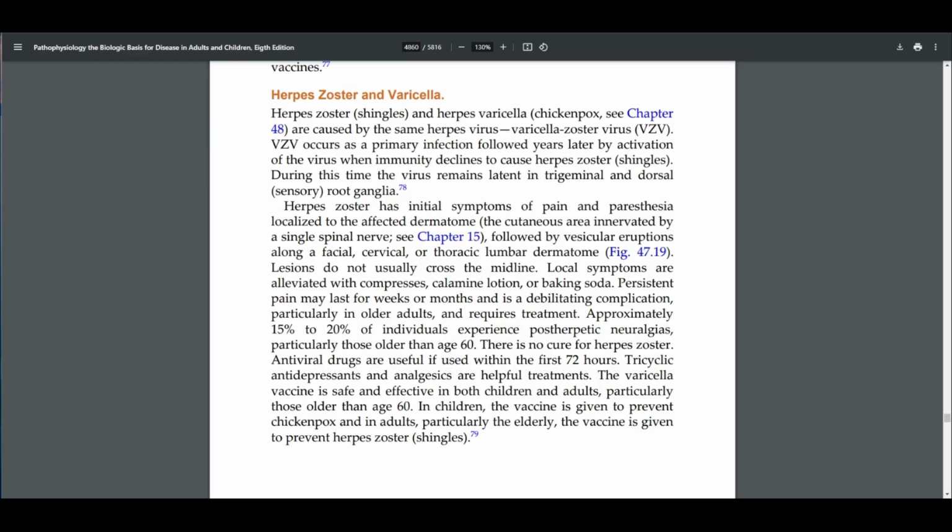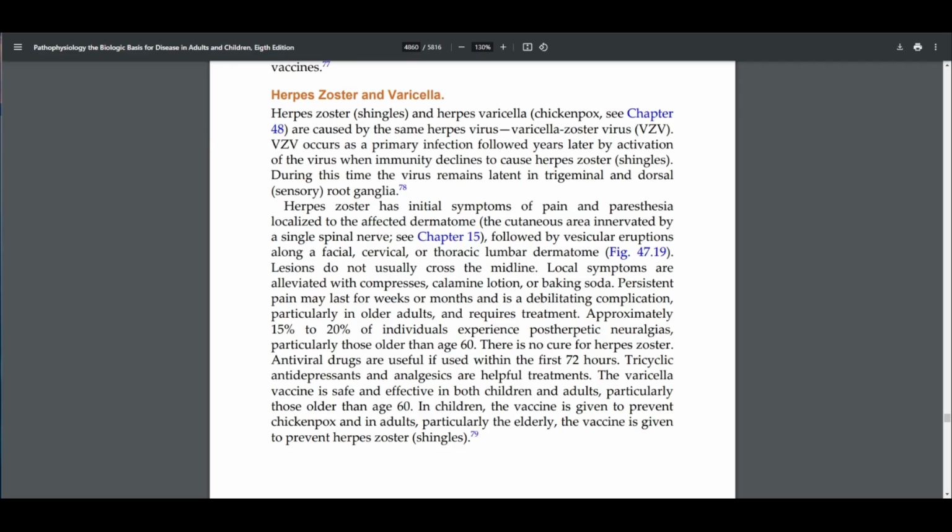Herpes zoster has initial symptoms of pain and paresthesia localized to the affected dermatome, followed by vesicular eruptions along the facial, cervical, and thoracic lumbar dermatomes. Lesions do not usually cross the midline. Local symptoms are alleviated with compresses, calamine lotion, or baking soda. Persistent pain may last for weeks or months and is a debilitating complication, particularly in older adults, and requires treatment. About 15 to 20% of individuals experience post-herpetic neuralgia, particularly those older than the age of 60.